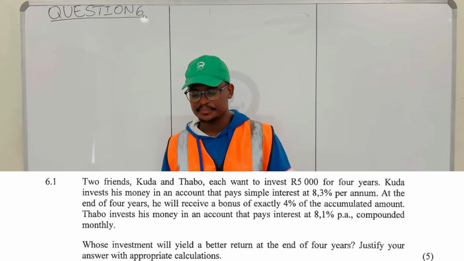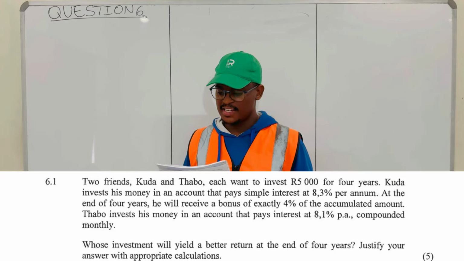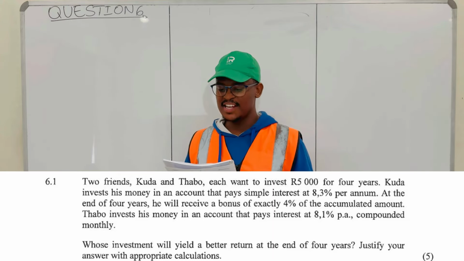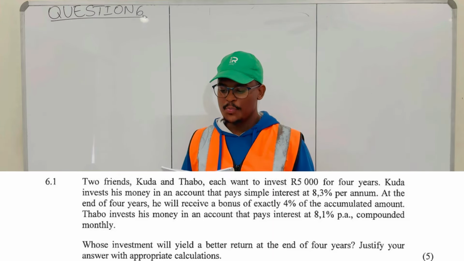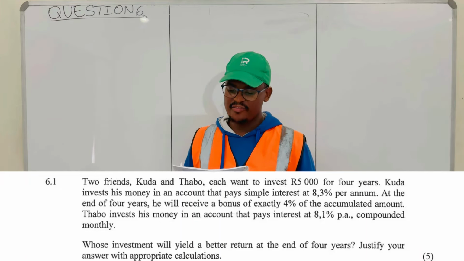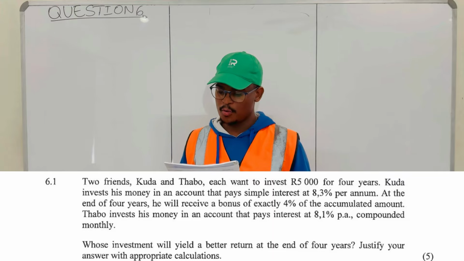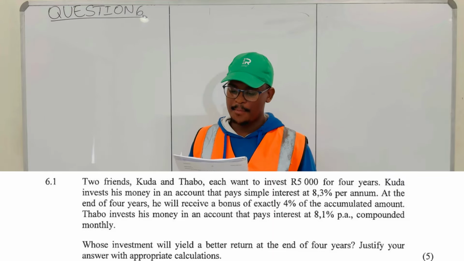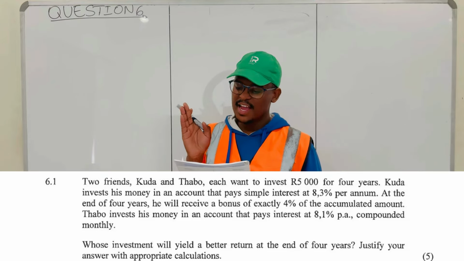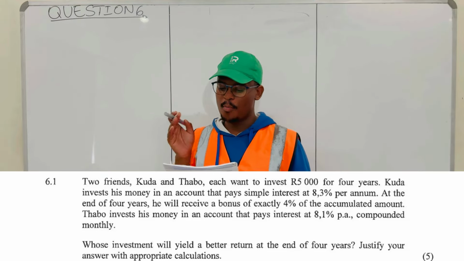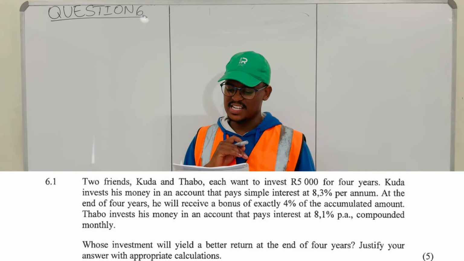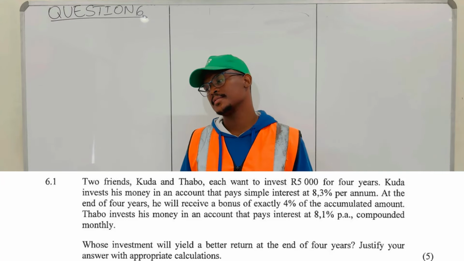Let's read this again. They are saying two friends, Kuda and Tabo, each wants to invest 5,000 for 4 years. Kuda invests his money in an account that pays simple interest at 8.3% per annum. At the end of 4 years, he will receive a bonus of exactly 4% of the accumulated amount. Tabo invests his money in an account that pays interest at 8.1% per annum compounded monthly. Whose investment will yield better return at the end of 4 years? Justify your answer with an appropriate calculation.